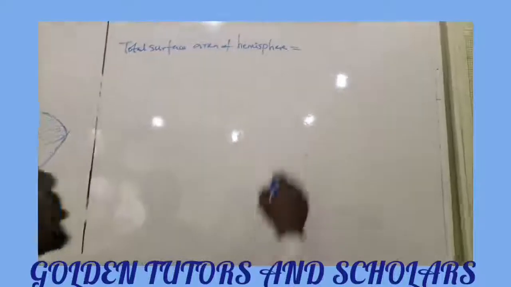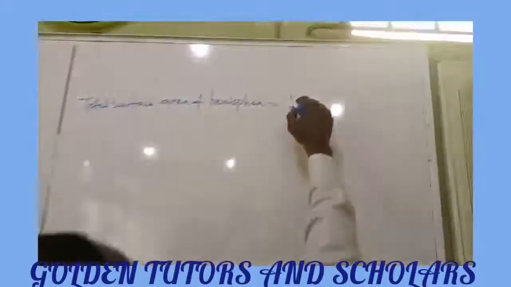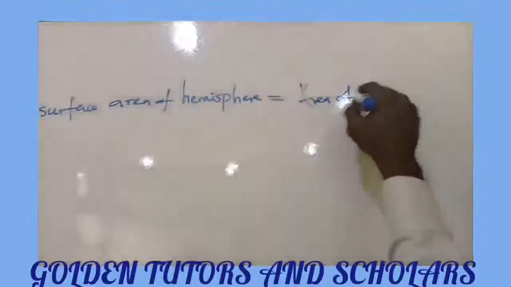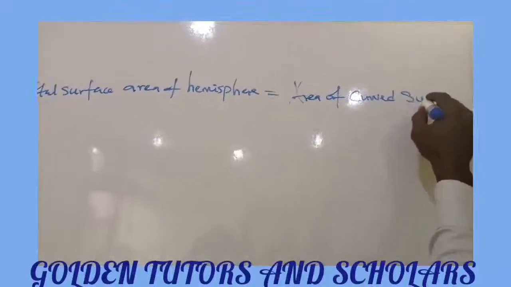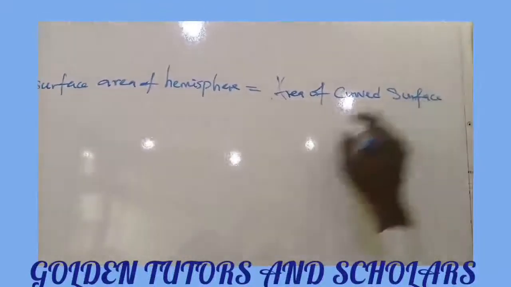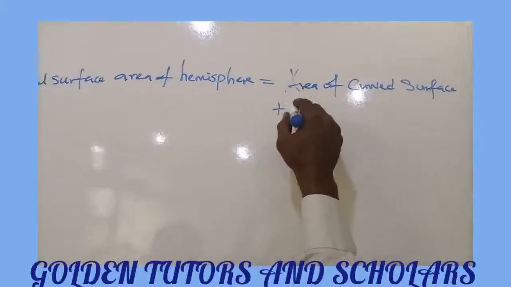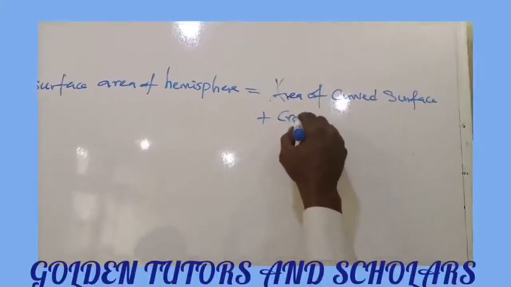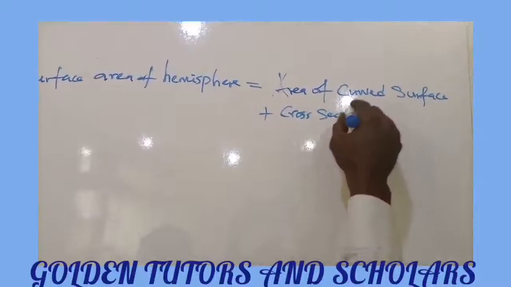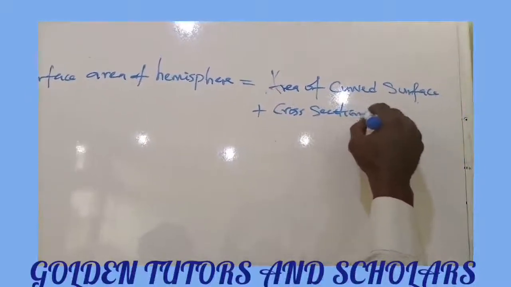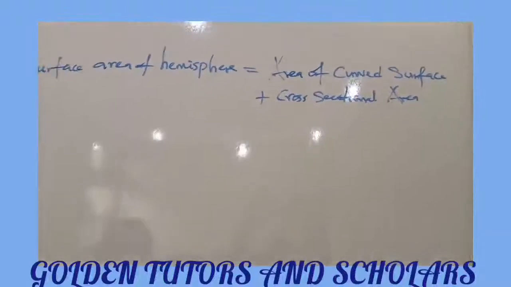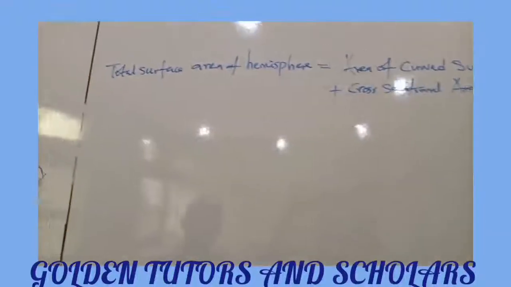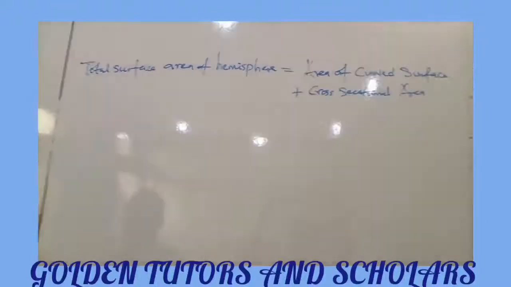So that will give us area of curved surface plus cross-sectional area, or area of cross section. I call it area of cross section.